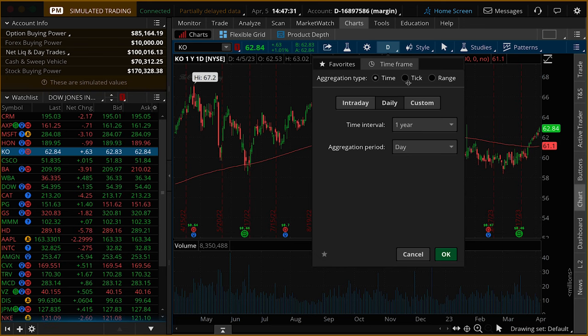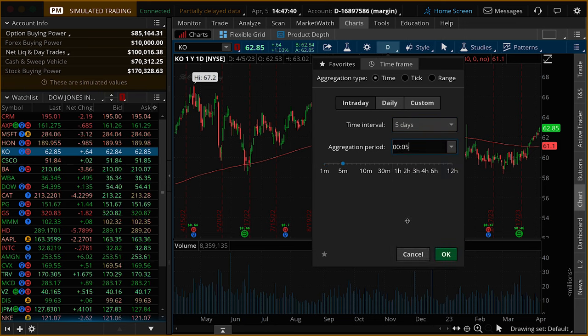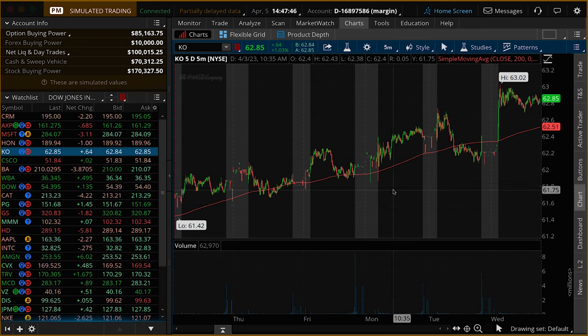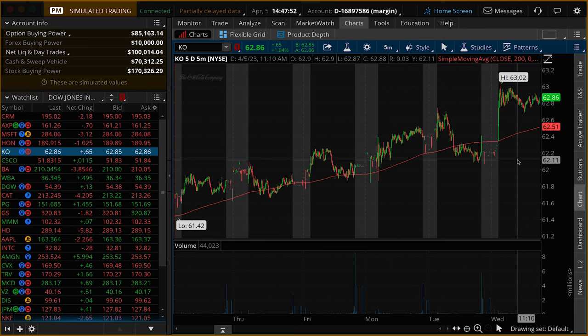So we're going to go ahead and click on intraday. And instead of 1 day, let's say we want to look at 5 days. And rather than 1 minute candlesticks, maybe we want to look at 5 minute candlesticks. I'm going to come down here and click OK again. And now our chart is showing 5 day, 5 minute candlesticks. You can see also the moving average remained on the chart. So that's how we change time frames and add studies to a chart in thinkorswim.